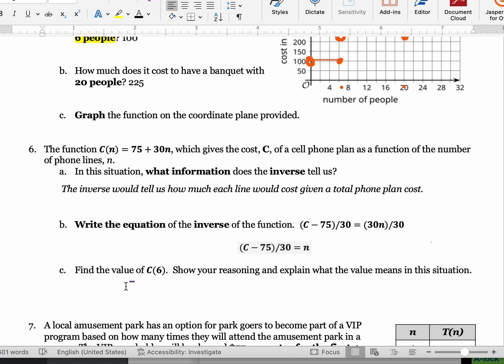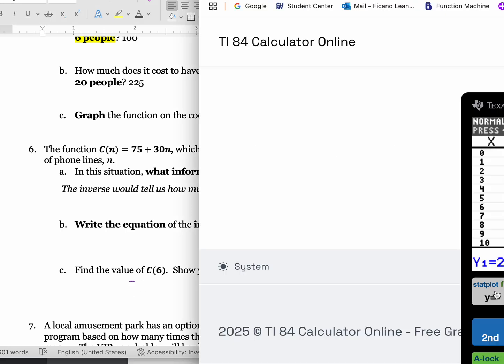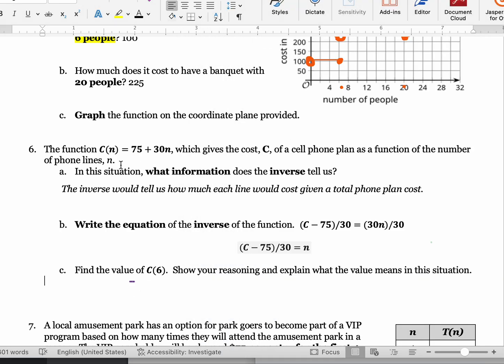So now this says find the value of c of 6, show your reasoning, and explain what the values mean in this situation. There's a couple of ways you can do this. You can just substitute in 6 for n. I'm going to take the original equation because it's not asking me what n equals. It's telling me n equals 6. What's the cost? And then it's telling me to explain the situation. So you can solve this the old-fashioned way.